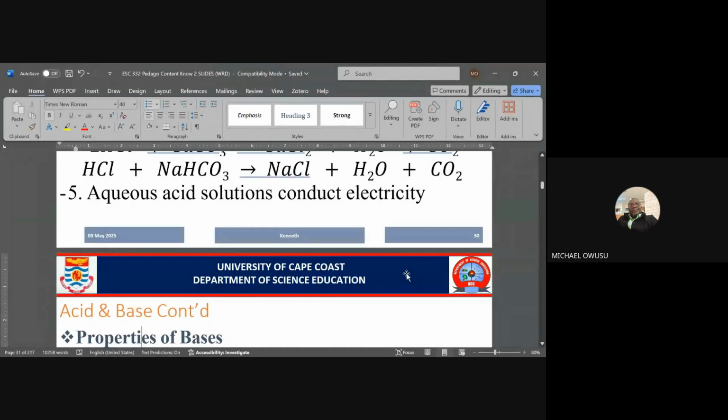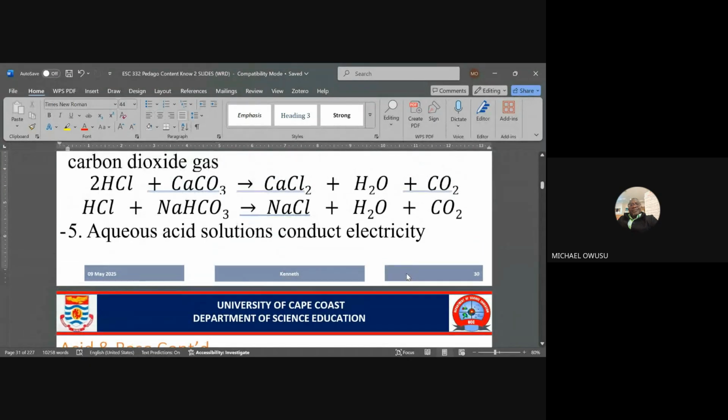Now let's look at the properties of bases, the opposite of this. Let's hear them. Bases react with acids in a neutralization reaction to form salt and water only. Bases have bitter taste. We are not talking of acids, we are talking of bases. Any other?